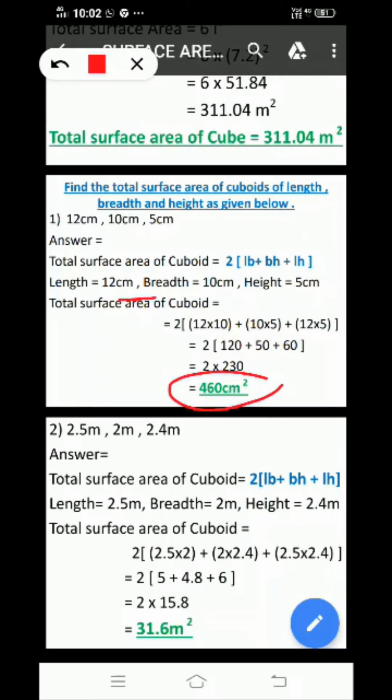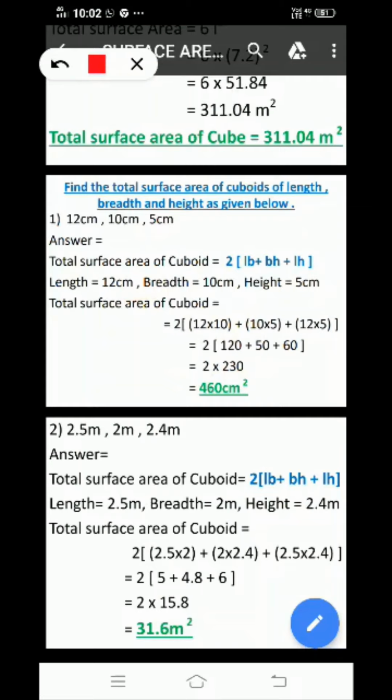If they mention meter, you have to use meter. Okay, is it clear to you? Now the next one: 2.5 meter, 2 meter and 2.4 meter. Again you have to use the same formula. Total surface area of a cuboid is 2 into length into breadth plus breadth into height plus length into height.